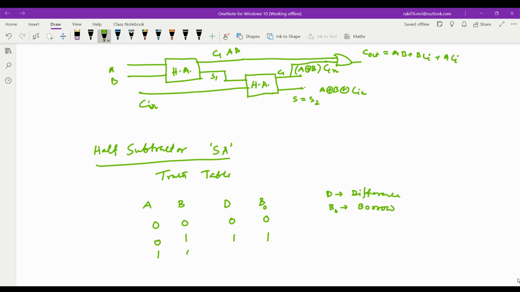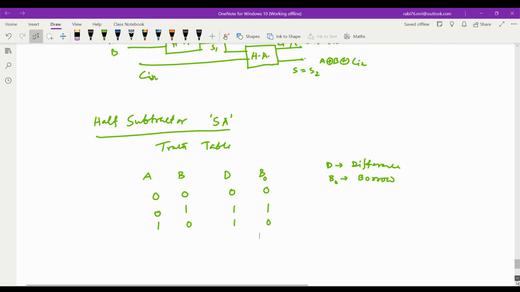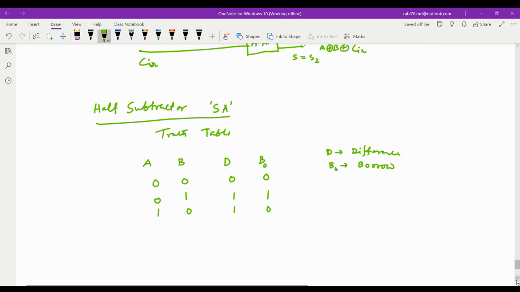এবার 10 যদি হয় তাহলে পরে স্ট্রেইট ফরওয়ার্ড। এটা বড় এটা ছোট তাহলে ডিফারেন্স 1, বরো কোনো দরকারই নেই। রাইট? ভেরি ইজি। এখন যদি দুটোই 1 হয় তাহলে ডিফারেন্স 0, বরো 0। রাইট? So this is the truth table.